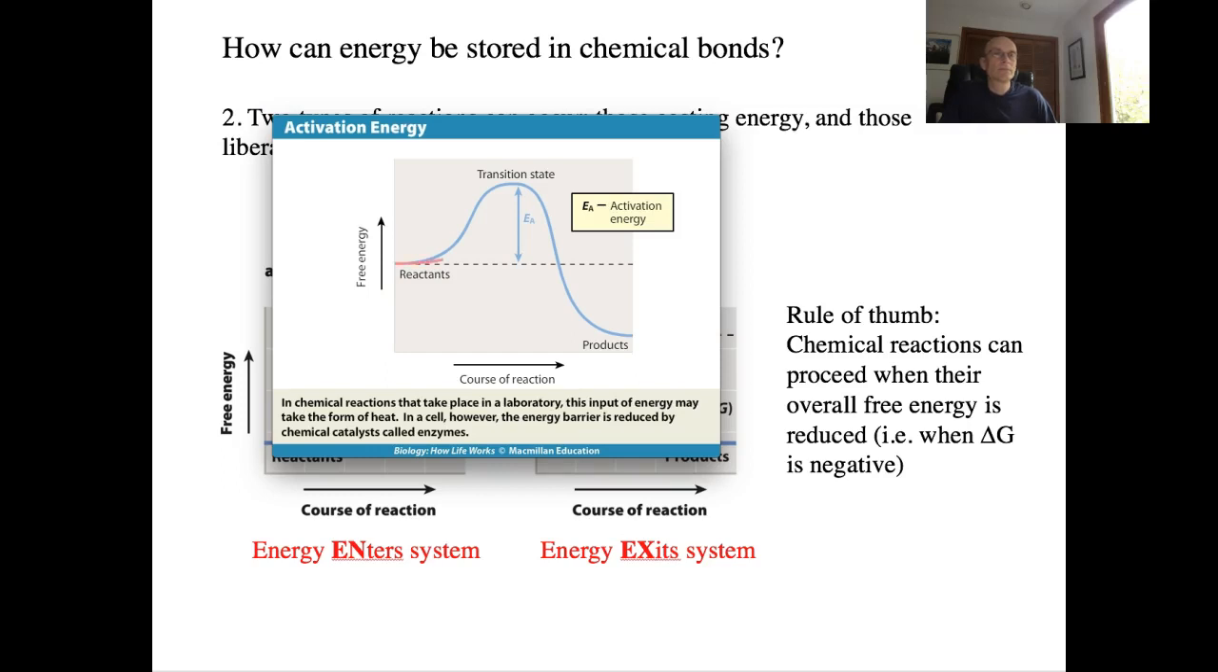In a cell, however, the energy barrier is reduced by chemical catalysts called enzymes. The rate of a chemical reaction is inversely related to the height of the energy barrier. The higher the energy barrier, the slower the reaction, and the lower the barrier, the faster the reaction. Enzymes therefore accelerate chemical reactions by reducing the activation energy of the reaction.